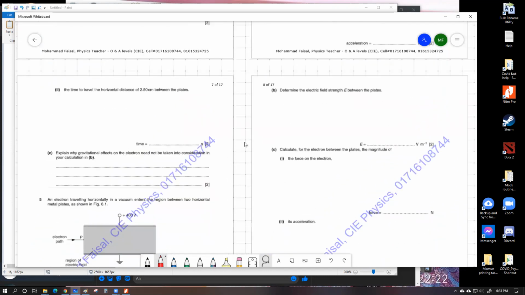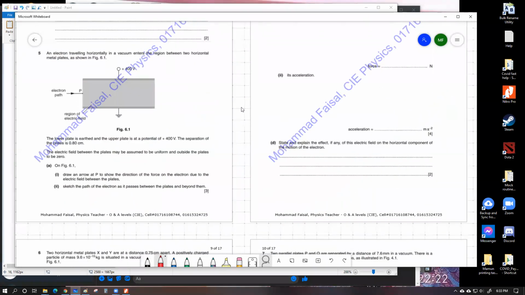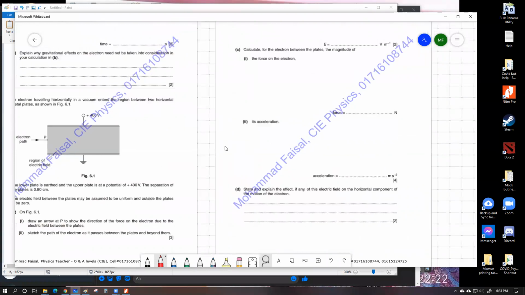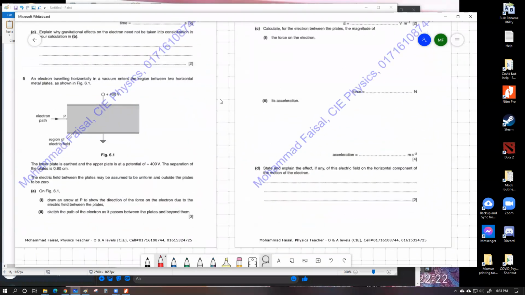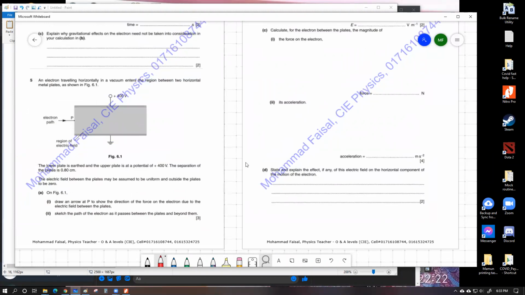And vice versa, if you look at question number 5, where the motion of the electron was horizontal and the electric field was producing a vertical force, in this case also they have the same question. State and explain the effect, if any, of this electric field on the horizontal component of the motion. The answer is no, because the electric field produces a vertical force, it doesn't have any horizontal effect.